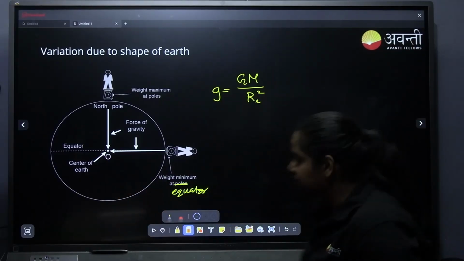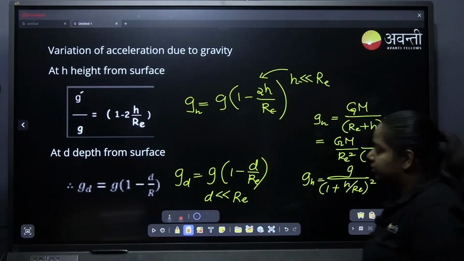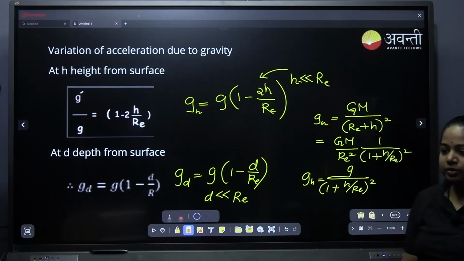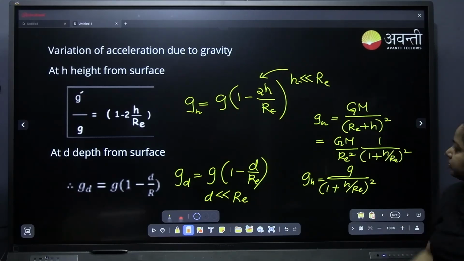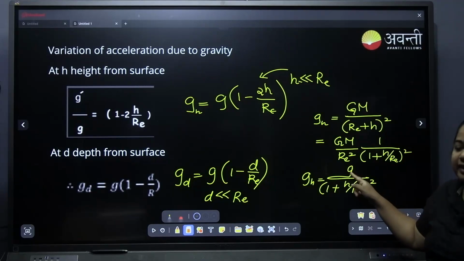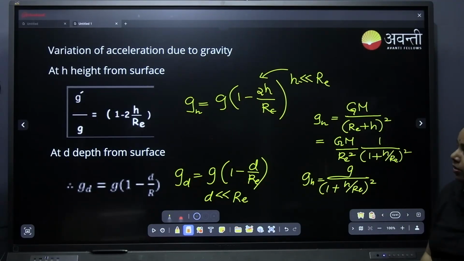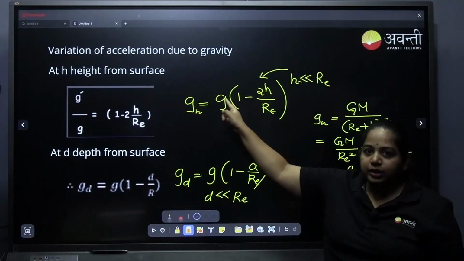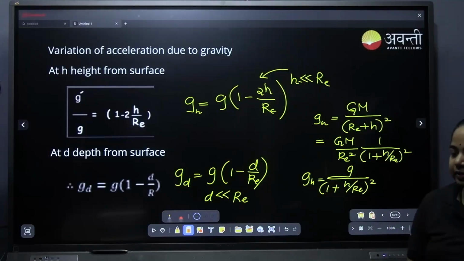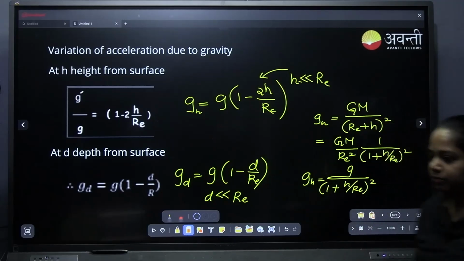Last slide, this one. What is the doubt? Here GM by R square we wrote as g, the acceleration due to gravity, 9.8. Here also g is 9.8 meter per second square. So we are finding it at h distance. Is that okay?